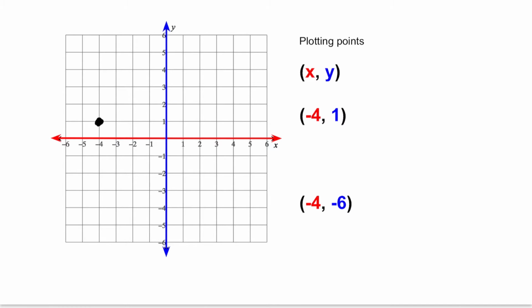The x-axis is where all the y values are 0. So if above is where all the y values are positive, then below the x-axis is going to be where all the y values are negative. So (-4, -6) would be at that same x value of -4, and then find where y is equal to -6 on the y-axis, and wherever they meet up is going to be that point.